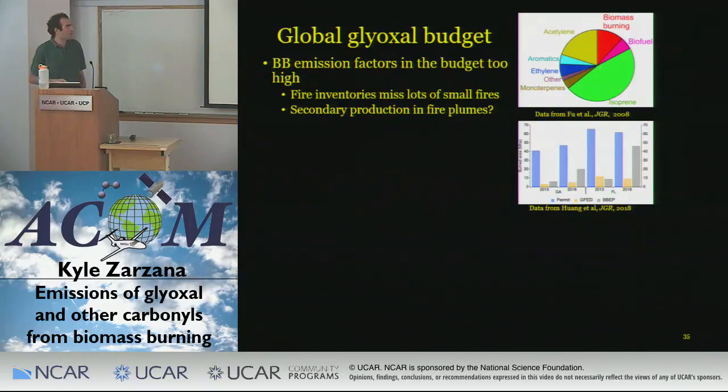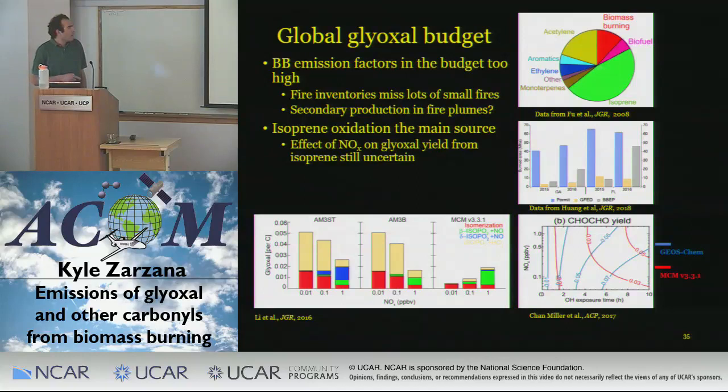There's also the potential for secondary production of Glyoxal in these biomass burning plumes. In the budget, isoprene is the main source, but this was done in 2008, and there's been a lot of work recently on isoprene oxidation chemistry. And this budget only used one number for Glyoxal plus isoprene, and we know that's not right, that NOx has a really big impact on the Glyoxal production.